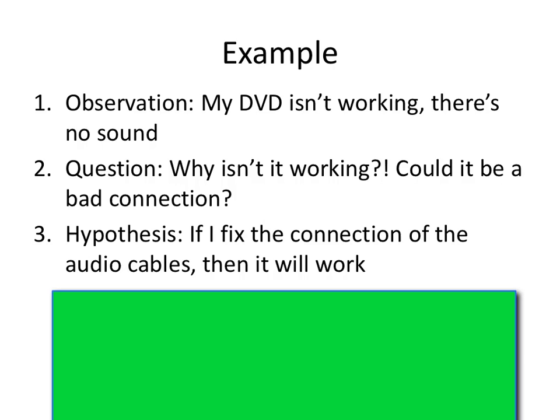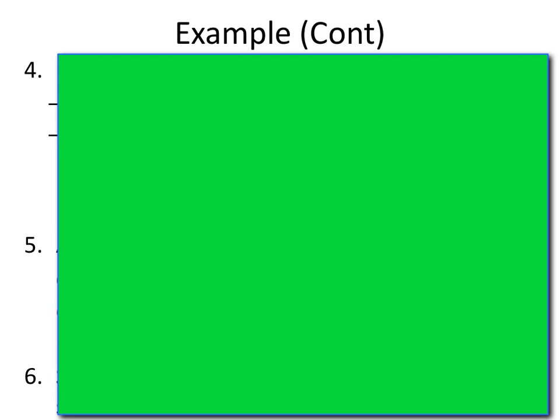So my hypothesis in an if-then statement would be, if I fix the connection of the audio cables, then it will work. So I've got that in if-then format. It's a potential answer to my question of why it isn't working, or could it be a bad connection. All right. Our step then would be to do our experiment.